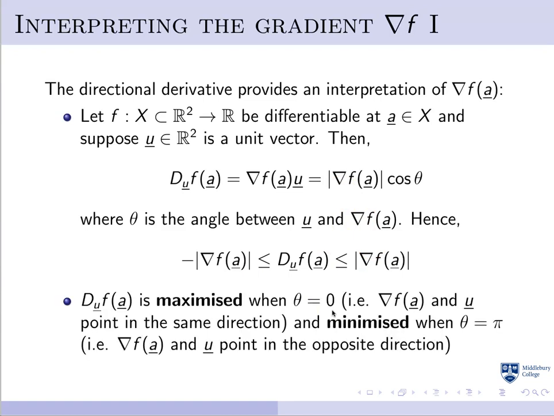In particular, we see that the directional derivative of f in the direction u is maximized when theta equals 0, which means that the gradient vector and u point in the same direction, and is minimized, i.e. attains this minimum value, when theta is equal to pi. This is the same as saying that the gradient vector and u point in opposite directions.